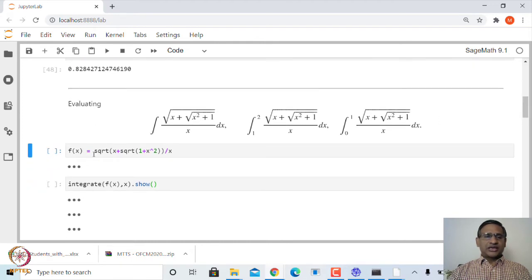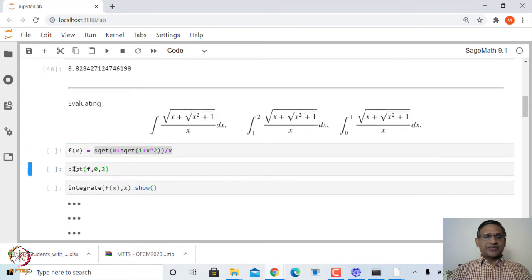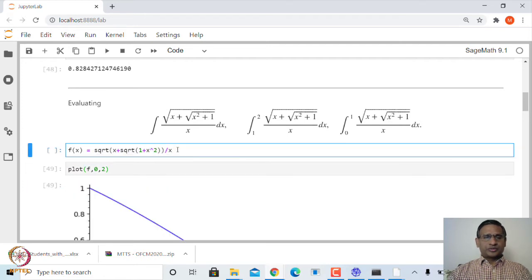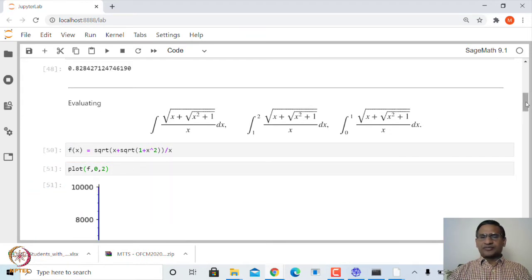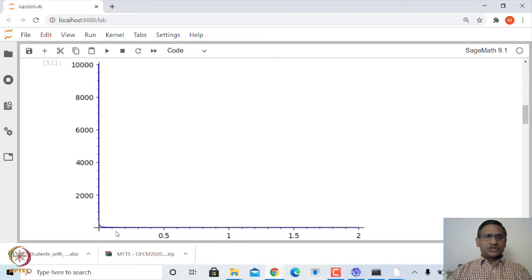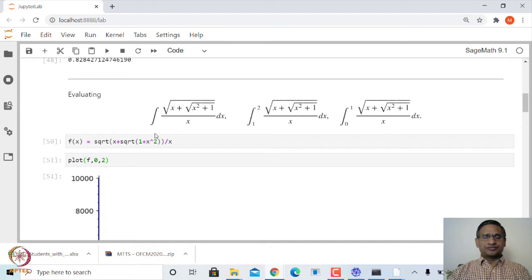Let me again define this function f(x) is equal to square root of x plus square root of 1 plus square root x divided by x, and let us plot the graph of this function. So, this is the function f of x and its graph. You can see here this graph near 0 goes to a very high value, and when x increases this goes to close to 0, right. That is what you can see from this graph.